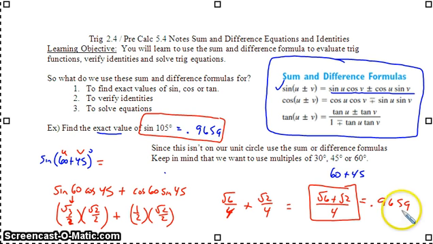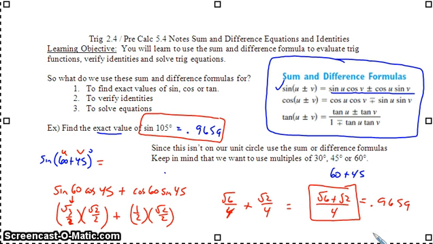What I like about this section is that you can always check your answers by using the calculator to find the decimal value of the actual sine, then finding the decimal version of your answer. If they match up, you know you did it right.